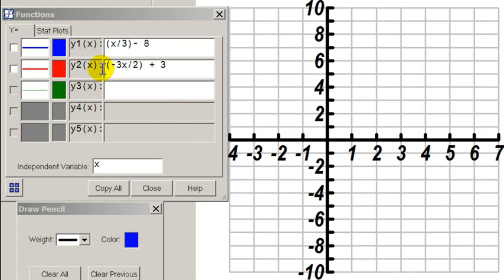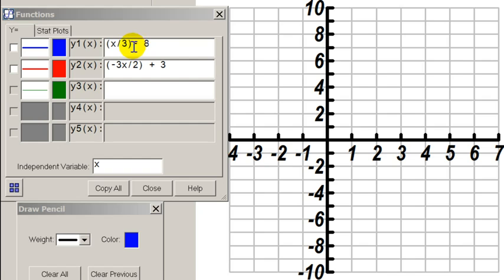Here are the two equations. Line 1 is x divided by 3 minus 8. Line 2 is negative 3x divided by 2 plus 3. To graph the first line, what you're going to do is three things. First, find the y-intercept, then graph the second point, and then graph the third point, and draw a straight line through these three points. So let's begin with the y-intercept.